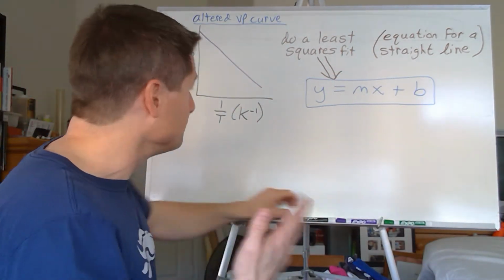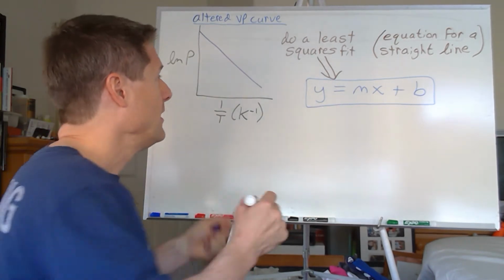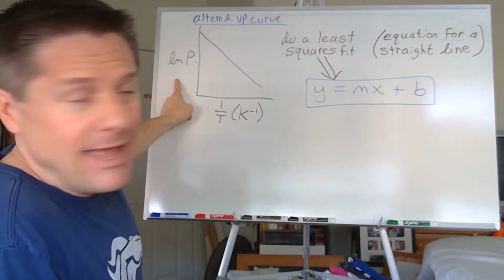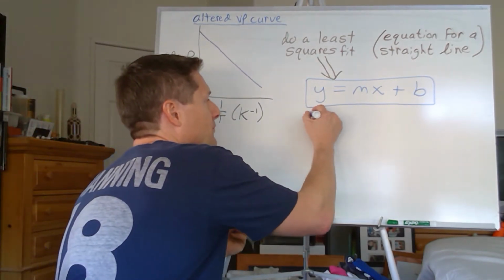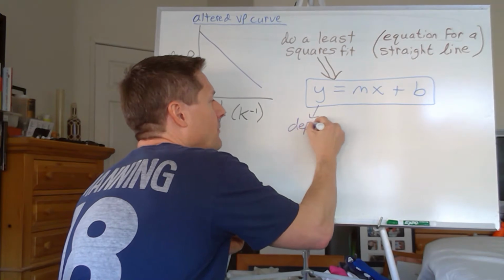This is the key. All right, let's take a look at what these variables are. Y is the y-axis, okay? So the pressure depends on the temperature. That's the dependent variable. All right, so let's put dependent variable.